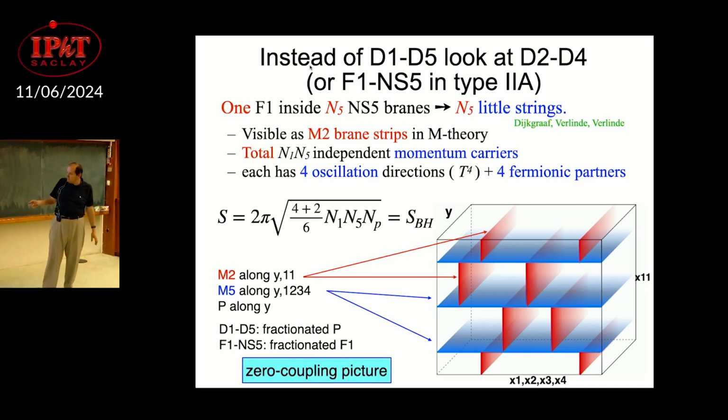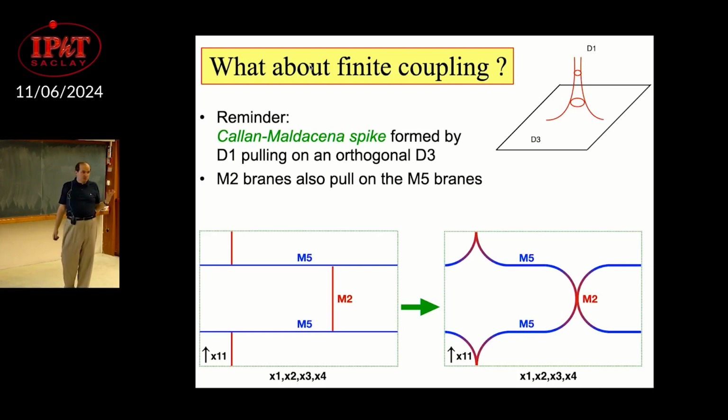This picture is very nice and beautiful, but this is the zero coupling picture. This is the picture which ignores brane interactions. When you have branes ending on branes, it's not that simple. When you have, for example, a D1 ending on a D3 or an F1 ending on a D3, the F1 or the D1 pull on the D3. They actually make a spike, and this is called the Callan-Maldacena spike. There is also a paper by Rob Myers and collaborators, discussing the D1 inside the D3 construction.